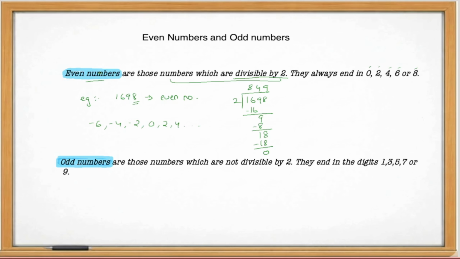Now, odd numbers. Odd numbers are those numbers which are not divisible by 2. They end in the digits 1, 3, 5, 7 or 9. For example, if you take 69, look at the last digit. The last digit is 9, which means this is an odd number and this is not divisible by 2. Even negative numbers like -1, 1, 3, 7, all these are odd numbers. I hope this part is clear. Now let us go to the next page.